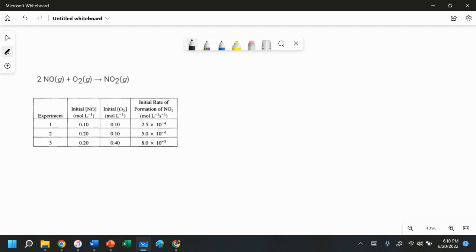Our reaction that we're going to look at is nitrogen monoxide reacting with oxygen to produce nitrogen dioxide. We're going to look at this data and try to figure out what is the order with respect to NO for this rate and what is the order with respect to O2 for this rate. So first I want to write the rate law for this equation. The rate law is rate equals k, the rate constant, times the concentration of NO raised to some power times the concentration of O2 raised to some power.